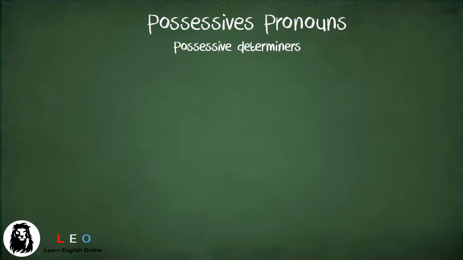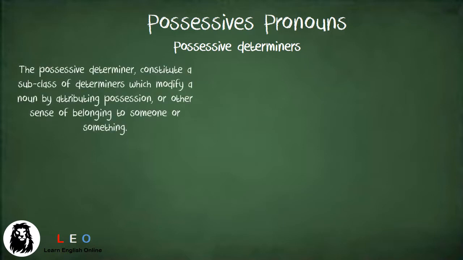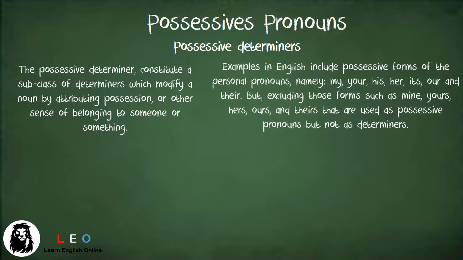Now, let's review the possessives as determiners. The possessive determiners constitute a subclass of determiners which modify a noun by attributing possession or other sense of belonging to someone or something. Examples in English include possessive forms of the personal pronouns, namely my, your, her, its, our, and their. But, excluding those forms such as mine, yours, hers, ours, and theirs that are used as possessive pronouns, but not as determiners. For example, this is my book.